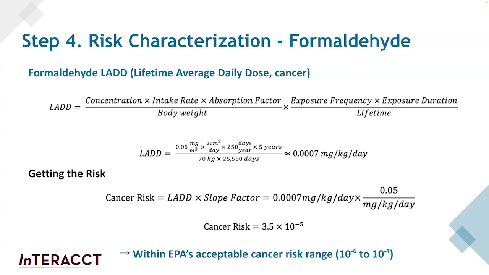It's important to note that this value falls within EPA's acceptable cancer risk range, which is typically between 1 in a million and 1 in 10,000. So in this case, the estimated cancer risk is considered acceptable under regulatory guidance.